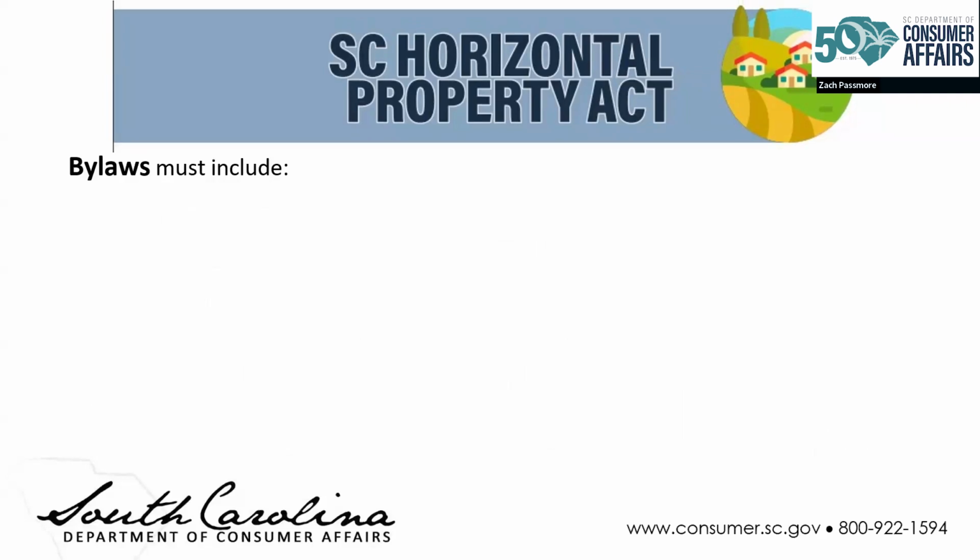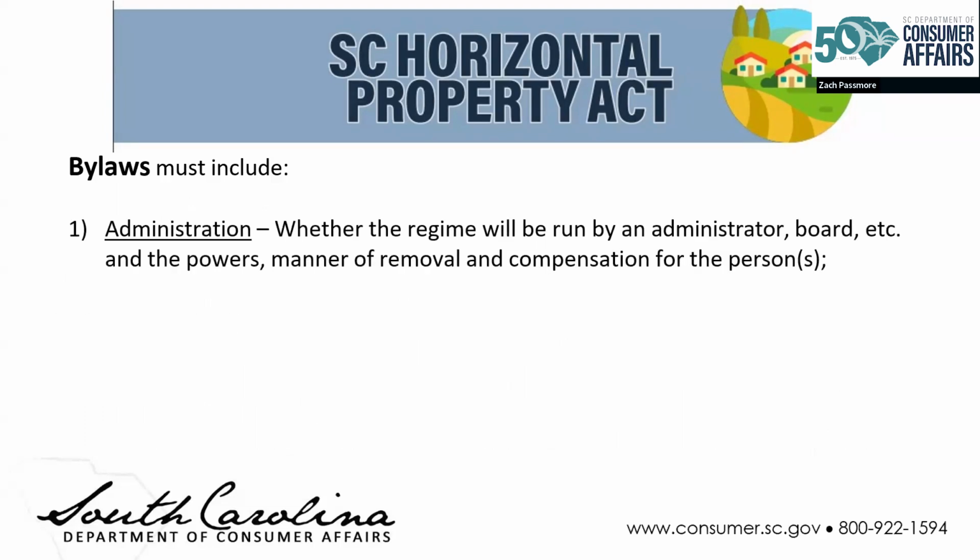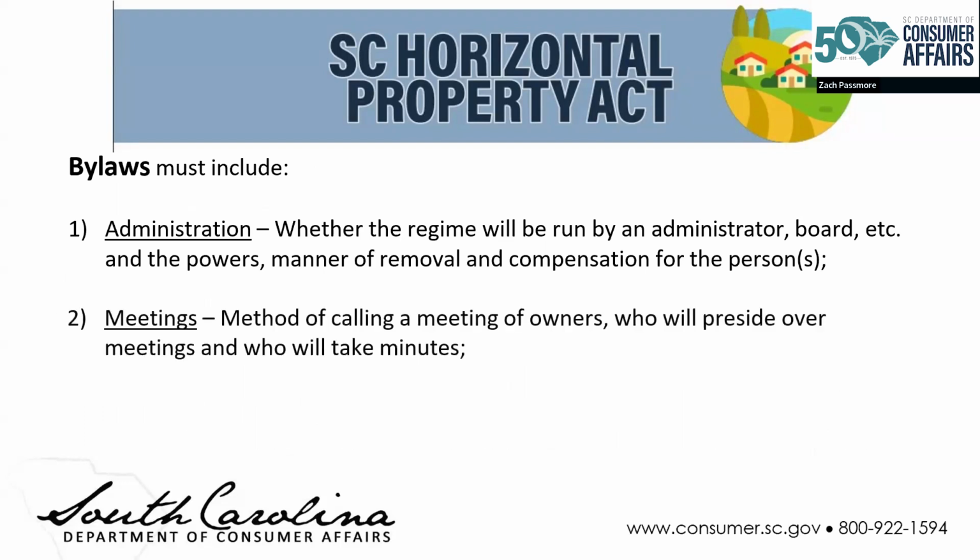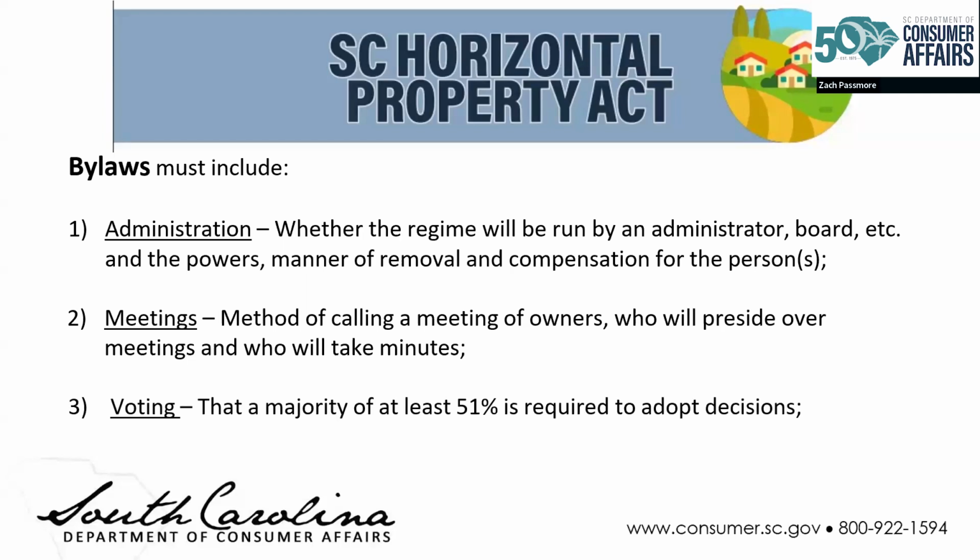When it comes to the bylaws, the horizontal property regimes must include sections on the administration of the regime, whether it will be run by an administrator, a board, or some other entity, and the powers, manner of removal, and compensation for these persons. It must include bylaws on the method of calling a meeting for the owners, who will preside over such meetings, and who will take minutes. And the bylaws must include a section on voting, and that a majority of at least 51% is required to adopt decisions.